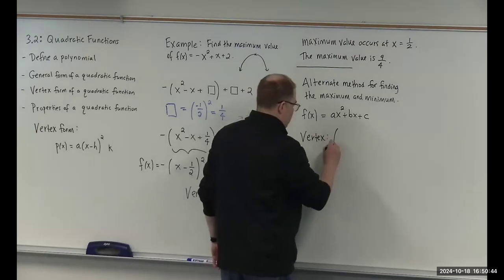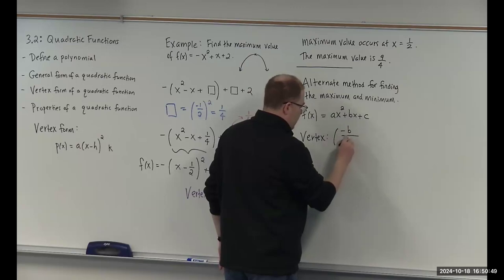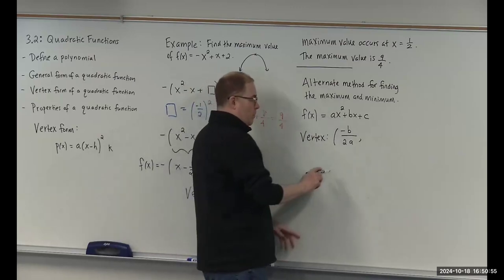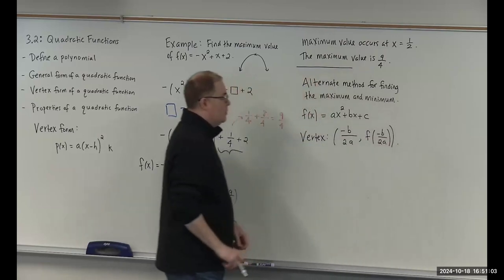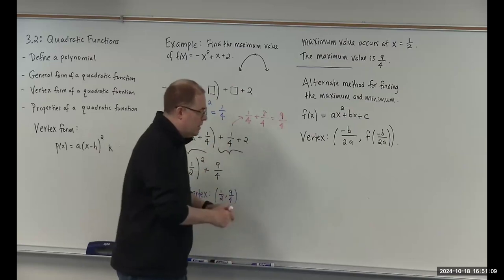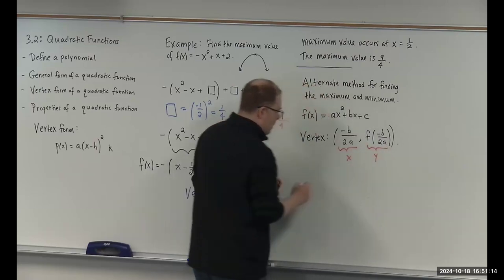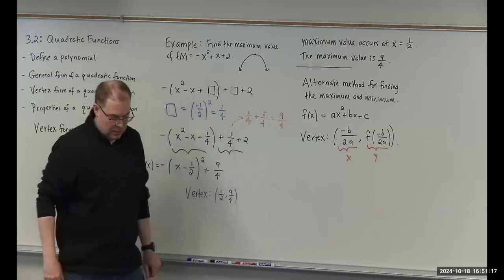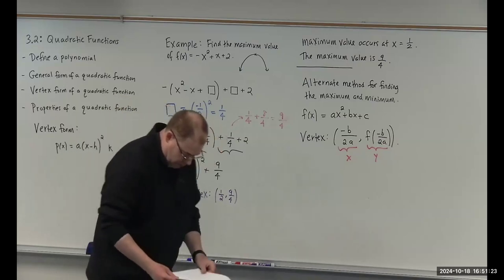All right, so assuming this form, it can be shown that the vertex is going to be negative b over 2a. So that's the x value. And then the y value is just plugging this value into the function. So once you have the x value, you just plug that number back into the function, and that gives you your output value. And so that gives you your vertex. All right, so let me illustrate this idea.